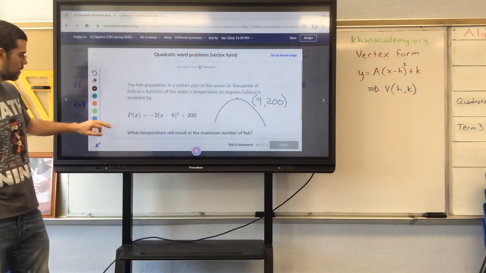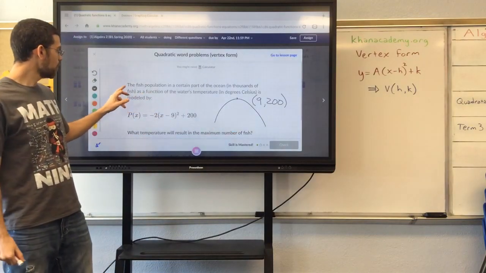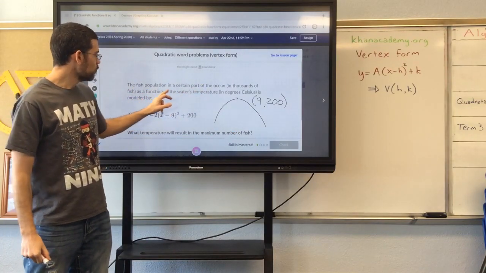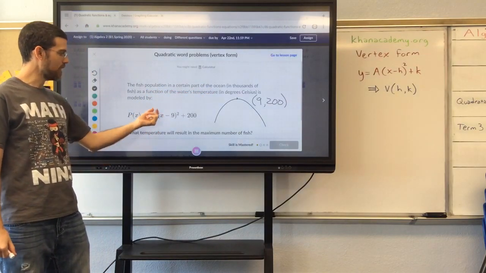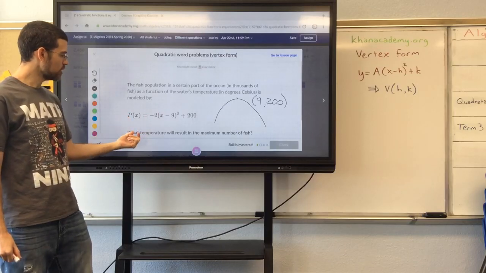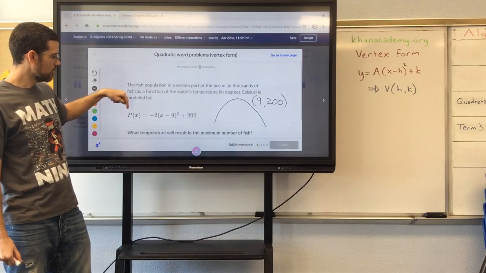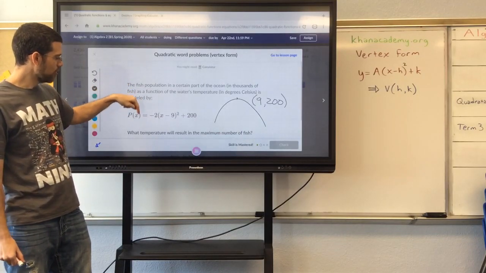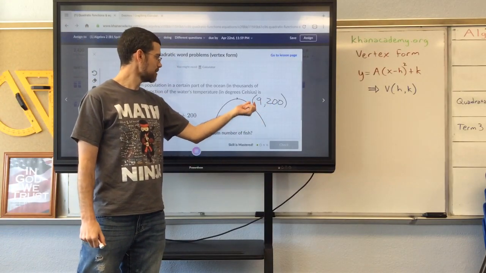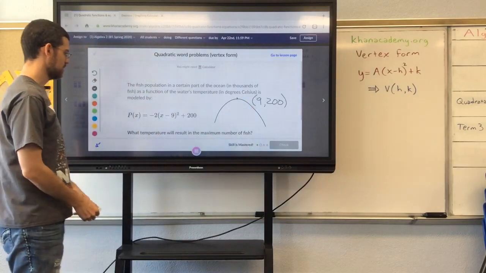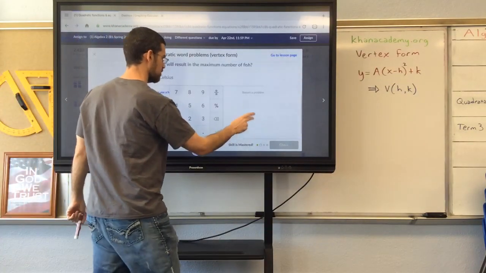So let's look at, what does this mean? What temperature will result in the maximum number of fish? Remember, it's a function of temperature, so x is the temperature. They're asking us what temperature, so what x value gives us the maximum number of fish. Number of fish is what the function gives us. So they're asking us for the x value that maximizes the number of fish. The number of fish is 200, and that happens at 9 degrees Celsius.